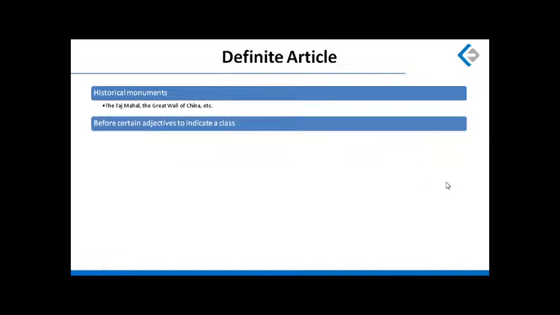See, historical monuments will take definite articles. The Sardar Patel statue should take a definite article. Other statues in India, there are so many statues in India.